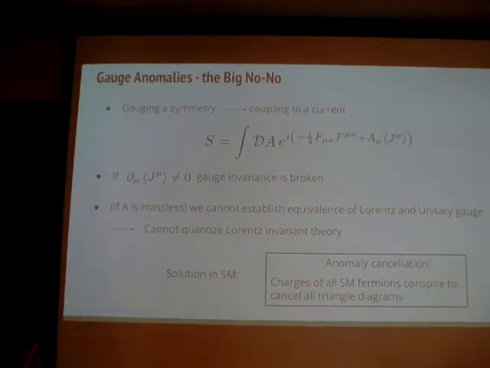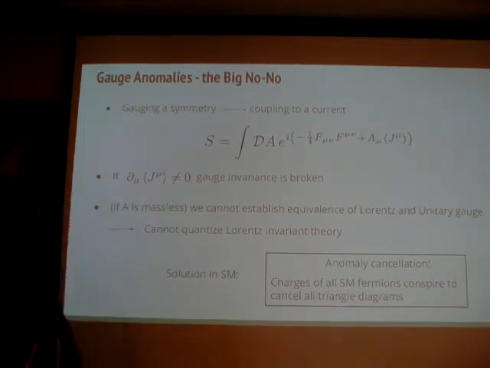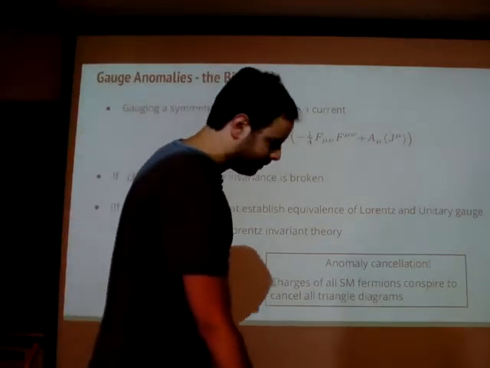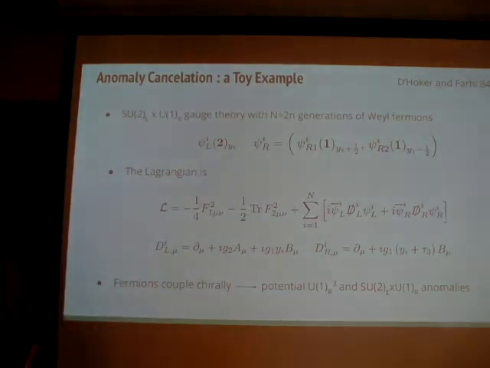So the solution in the standard model is to have anomaly cancellation. So to check that, the charges of all the fermions conspire to cancel all triangle diagrams. So you have no gauge anomalies in the standard model, and the theory is not sick. Here's a toy example of how anomaly cancellation works. And this is a toy example that I took from a well-known paper from the 80s by Dokos and Hardy, which a lot of the material here comes from that paper.